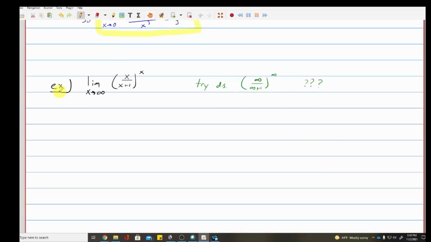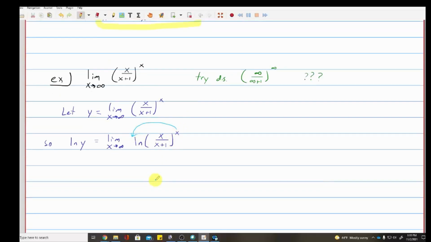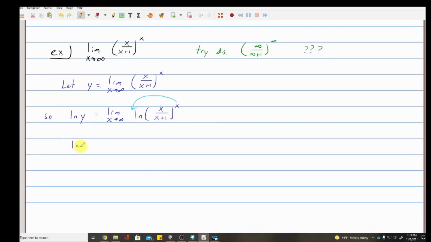And it's this exponent, again, that gives us an issue. So we need to get rid of the exponent, and the only way to deal with it is with a logarithm. So we're going to let y equal this limit so that we can take the natural log of both sides. So the natural log of y is equal to the limit as x goes to infinity of the natural log of x over x plus 1 to the x, and we use our property of logs to bring that x down out front.